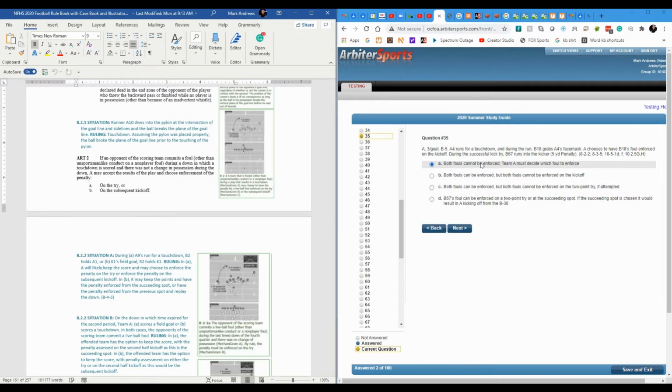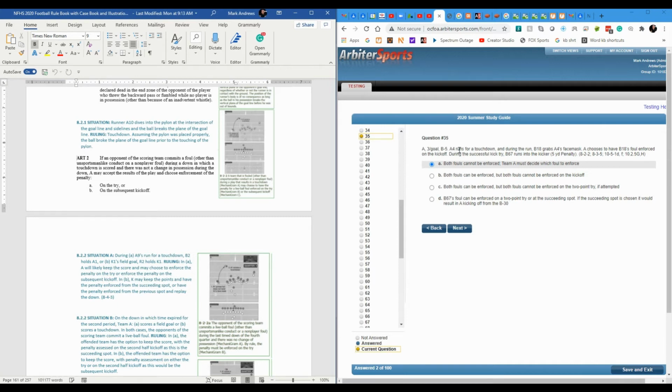All right, question 35. You'll notice that we're looking at the actual test right now, not that Word document. That's because I've had to redo this question. I got it wrong the first time. And I got it wrong because, I'll tell you why. So let's read the question.